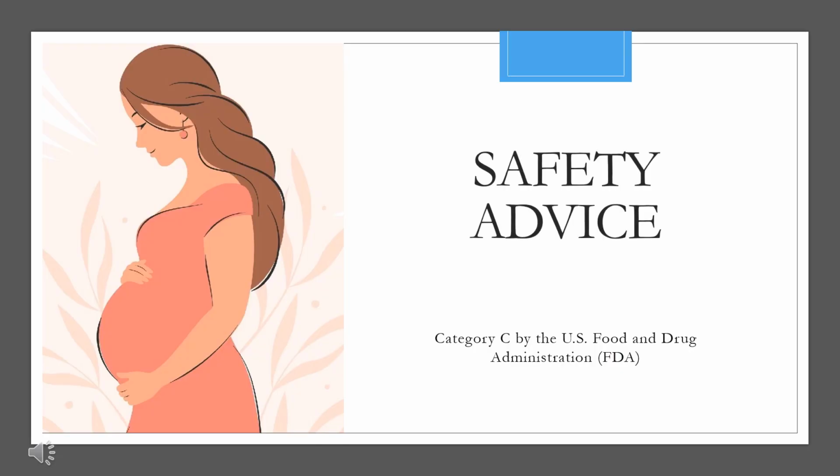Safety advice: there are no adequate and well-controlled studies in pregnant women. AUTGA pregnancy category C: drugs which, owing to their pharmacological effects, have caused or may be suspected of causing harmful effects on the human fetus or neonate without causing malformations.